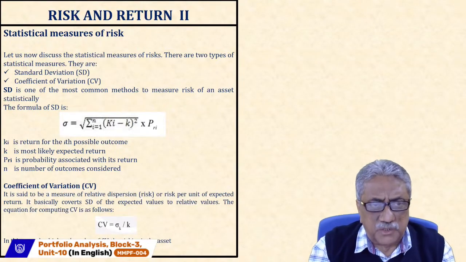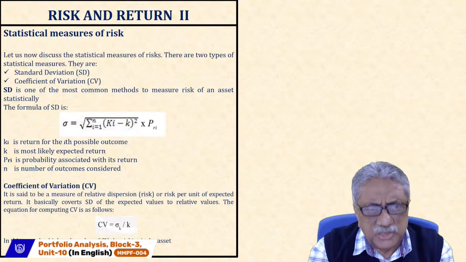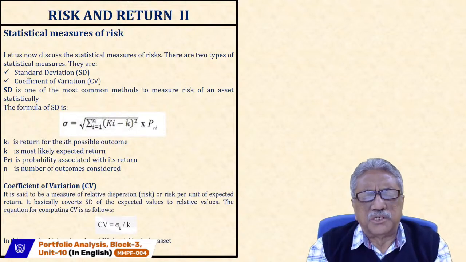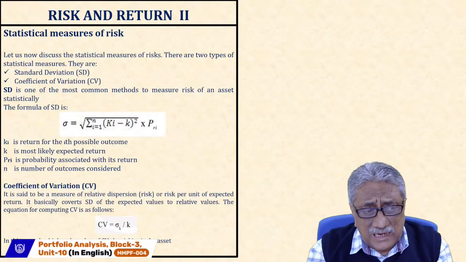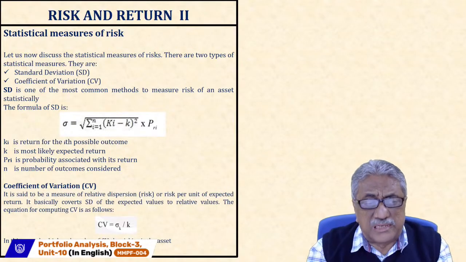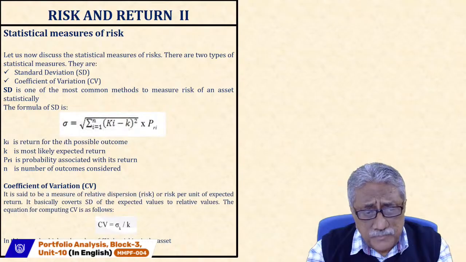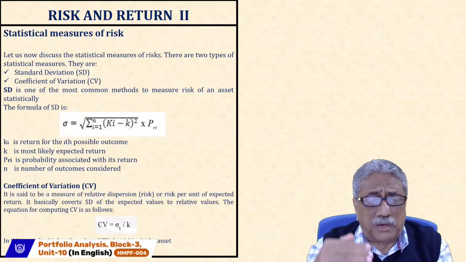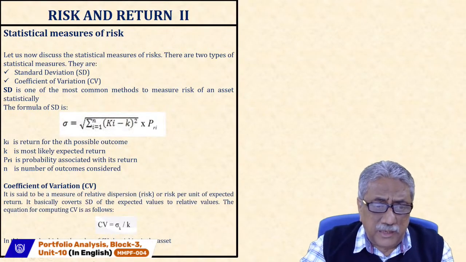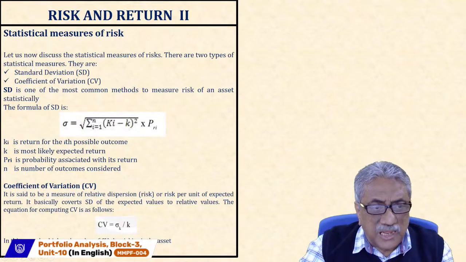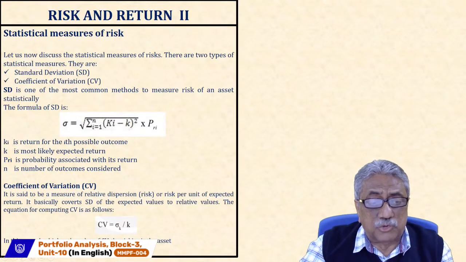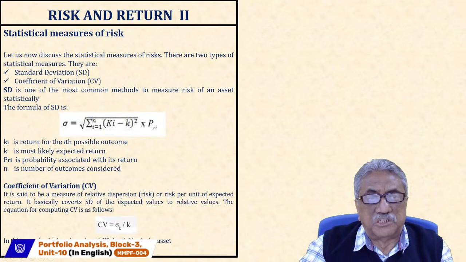One is standard deviation, where my expected return is 12%, and how much it is moving around. And second, we are trying to index it: relatively, how far is it going from the median, from my most likely expected return. So I get the coefficient of variation.